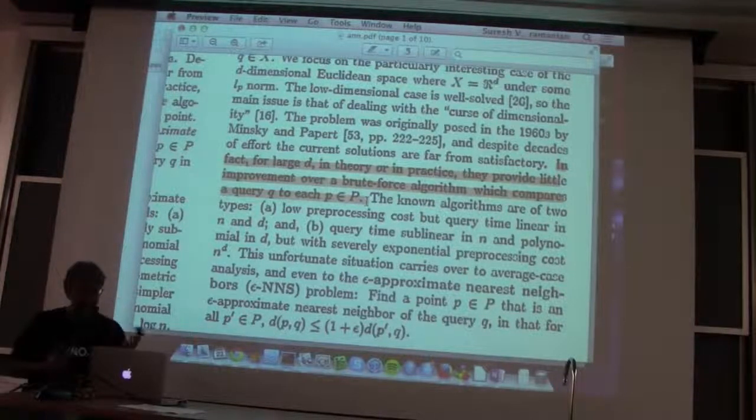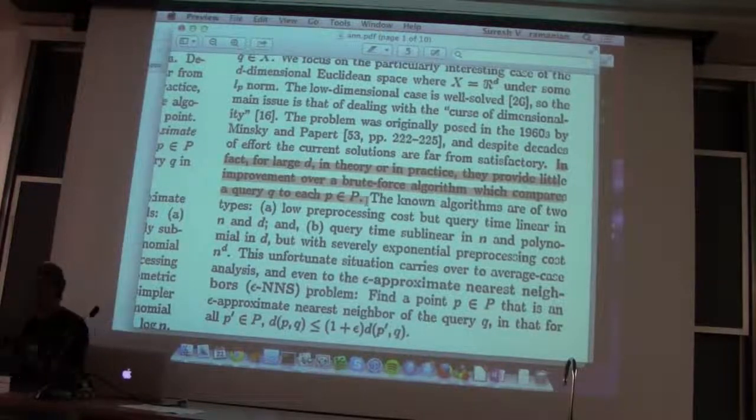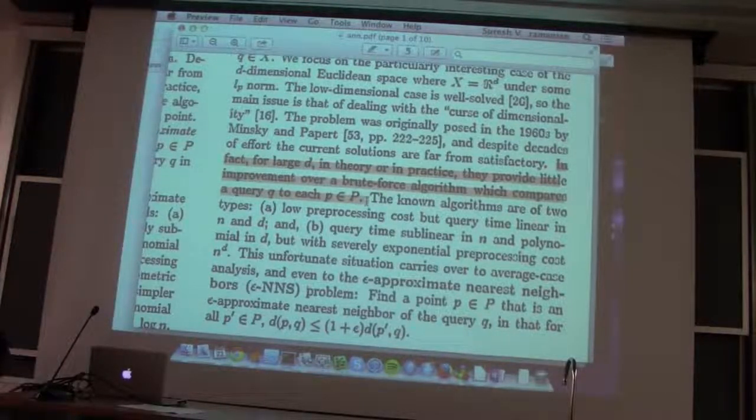Like here, in fact, for a large d, in theory or in practice, they provide little improvement over brute force algorithm, which compares Q to each P in P. And I'm thinking, okay, brute force. What did a brute force algorithm for nearest neighbor look like? Put the paper over, think about it. If you had to do brute force and you want to find a nearest neighbor for a query, what would you do? You just look at everything. How long will that take? If you have n points, how long will it take? It'll take n.